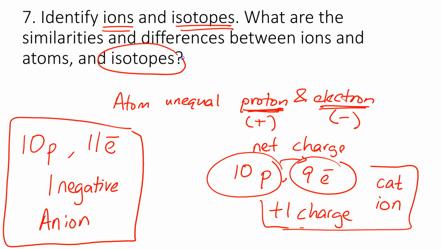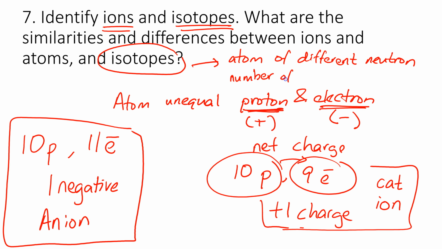And isotopes are basically atoms of the same element with different numbers of neutrons. If you have a different number of neutrons, you're going to have a different atomic mass. That makes your mass slightly different from other atoms, but you're still the same element because you have the same number of protons. So the number of protons is the same, but the number of neutrons is going to be different.